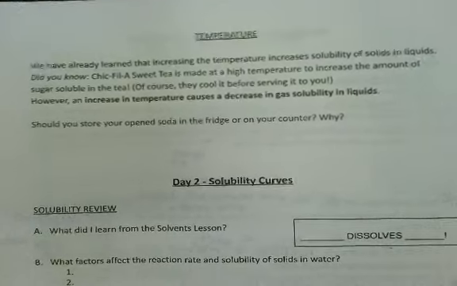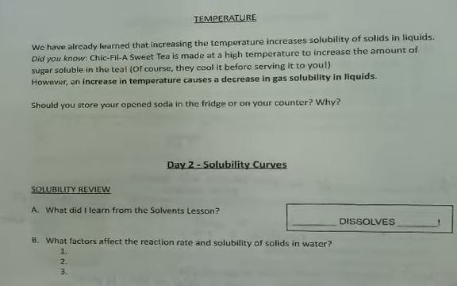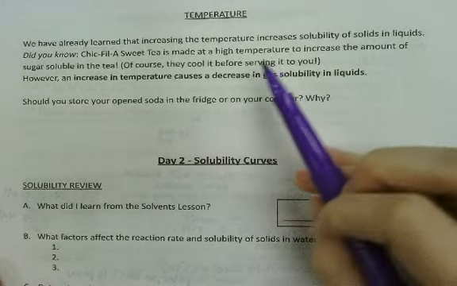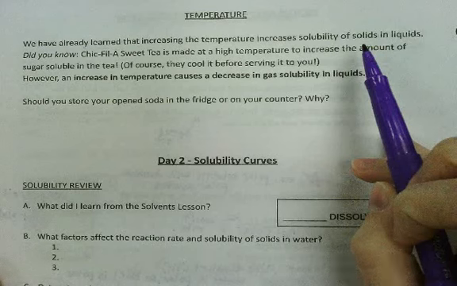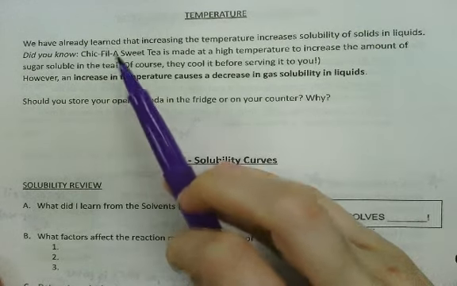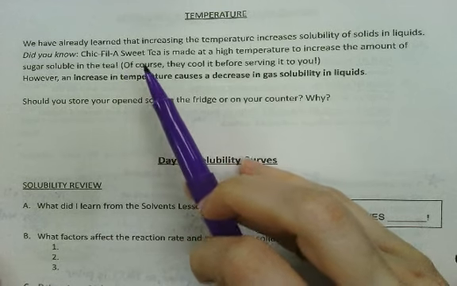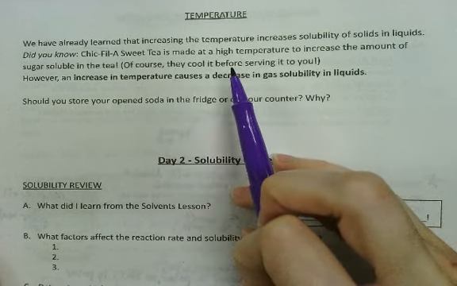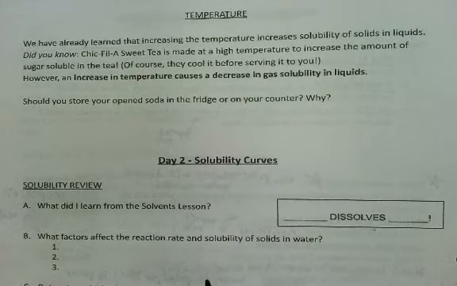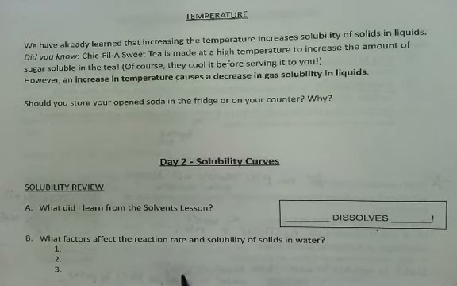And then we're going to go ahead and flip to our last page. We're going to talk briefly about how temperature affects the solubility of gases in liquids. So we already learned that increasing the temperature will increase the solubility of solids in liquids. Again, our example that I gave y'all was a sweet tea. Sometimes we make sweet tea at a high temperature in order to increase the amount of sugar that we can dissolve in that tea. If you are a fan of iced tea like me, then you're going to cool that down again before you drink it. But we do increase that temperature to increase the solubility of our sugar. Okay?